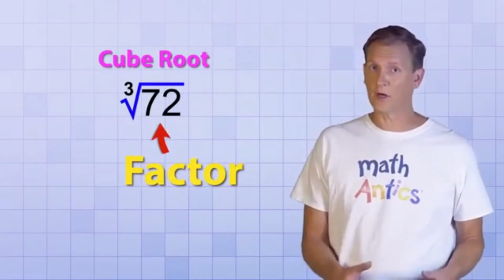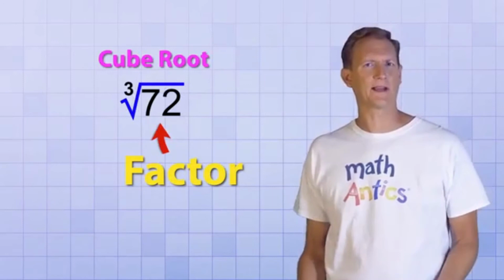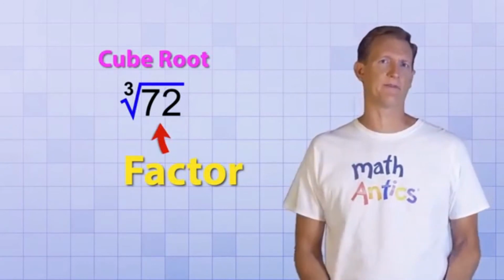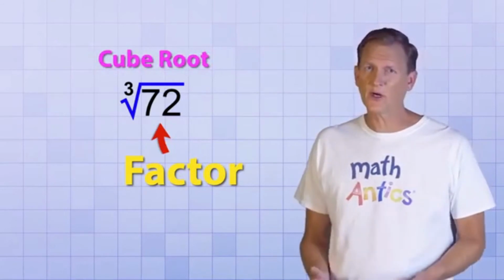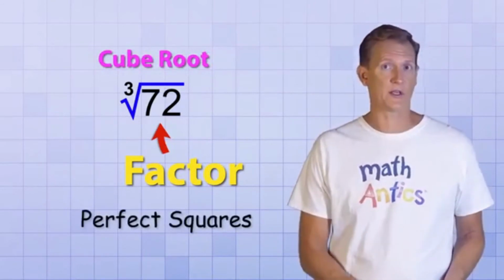You'd factor the number under the root sign down to its prime factors to see if any parts of it can be simplified. But since we're working with a cube root this time, that means we aren't looking for pairs or perfect squares anymore.